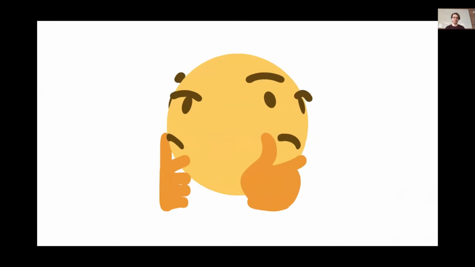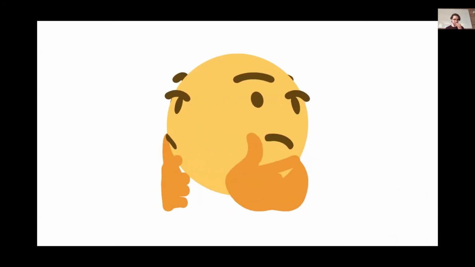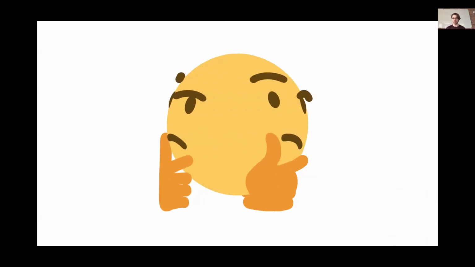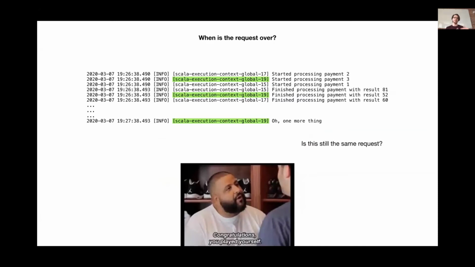Well, is it really? Because there's one big problem with this. When we see a message, how do we know that it's from the same request? Because threads may be reused between requests, between sessions, between transactions and users. So that's just one problem with this. So can we solve this?